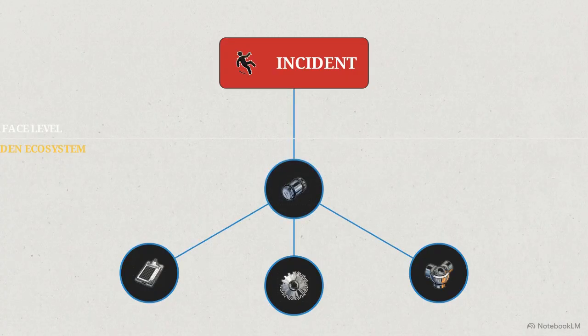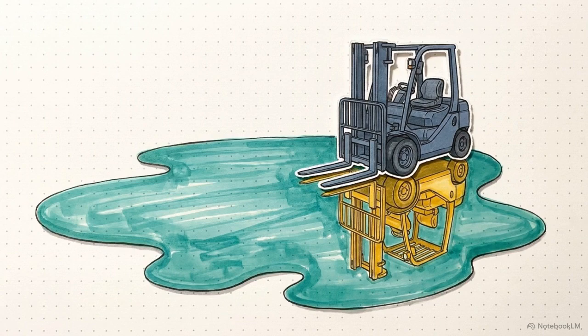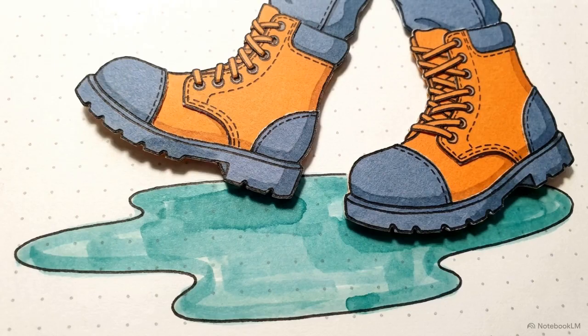It ignores the hidden variable that actually put the fluid on the floor. If that puddle remains unaddressed, retraining the human will not solve the problem. The hazard is still there, and an accident is likely to happen to someone else.